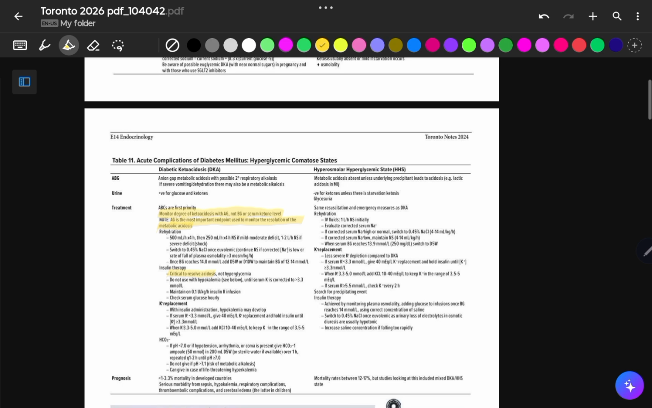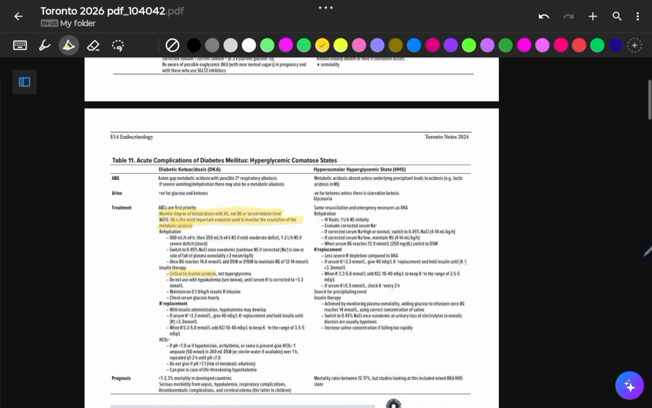Else your counter-regulatory hormones are continuously going to work and continue producing free fatty acids, which will continuously cause ketones. So you need to give this patient insulin therapy to actually resolve the acidosis. Do not use it in a patient that has hypokalemia. Give insulin only once the serum potassium is corrected to more than 3.3 millimoles per liter. If it's less than 3.3 millimoles per liter, first correct the potassium before you start the insulin, because insulin will cause potassium to enter the cells and you'll have low potassium in the plasma, and you know what it can cause. It affects the heart, right?